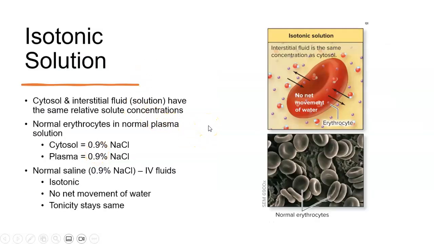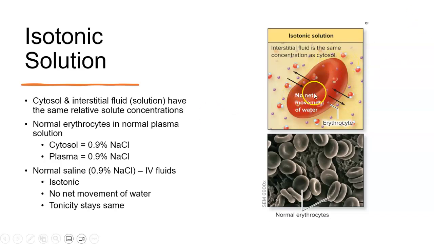Okay, iso, remember, means same. So the fluid within the cell and the fluid outside of the cell have the same concentration. So inside the cell, in normal erythrocytes, red blood cells, normal plasma, we have 0.9% saline solution outside of the cell and 0.9% saline solution inside the cell. So the fluids are isotonic to each other. Now, normal saline that we have in IV fluids is 0.9% saline.